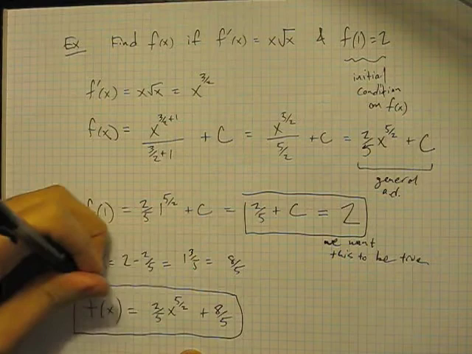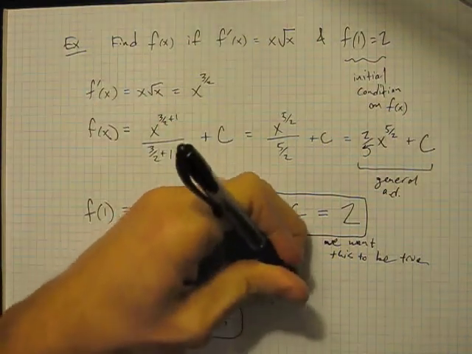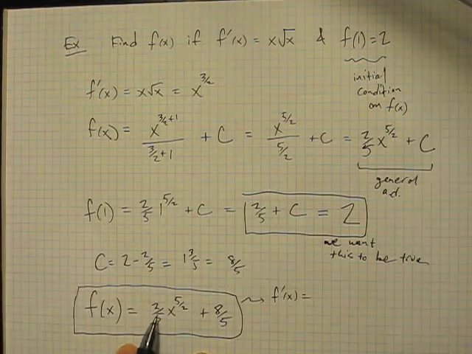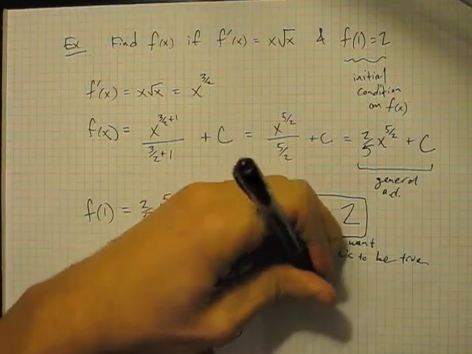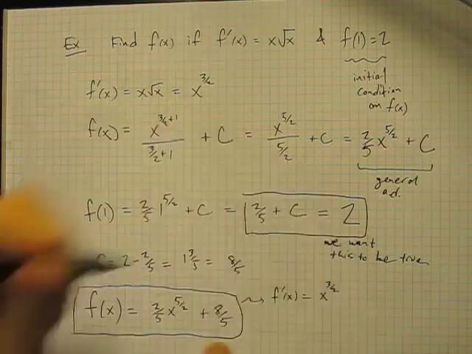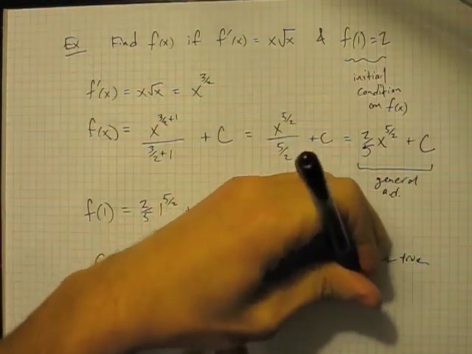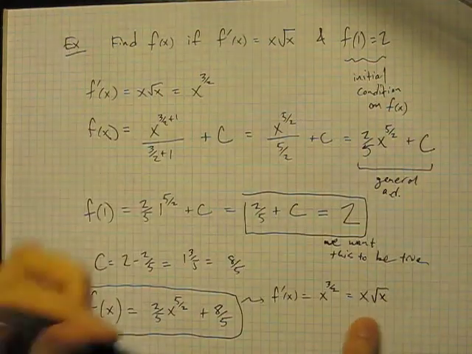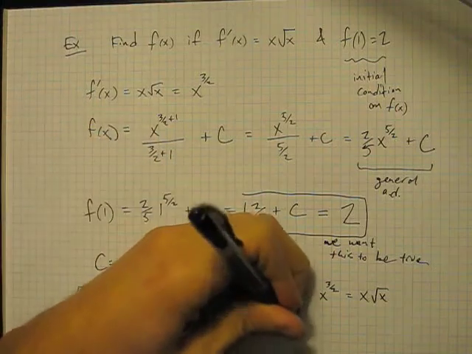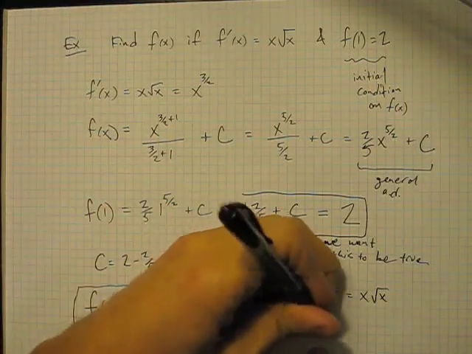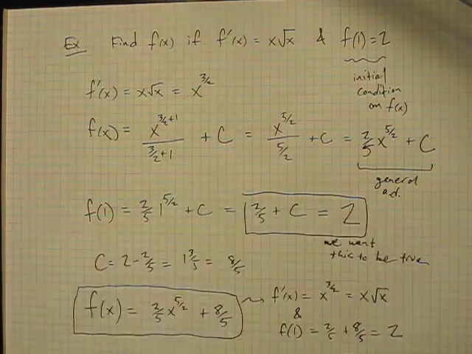This is our answer. So you will notice, if you take the derivative of this, then you'll bring the power down. So that would be 5/2 times 2/5, so it will cancel. And then you'll subtract 1 from that, so you will get x to the 3/2. And then this is a constant, it will go away, so that will be it. So this is indeed x to the square root of x, or x times the square root of x. And we notice that when we plug in 1, we get 2/5 plus 8/5, which is equal to 2, okay?